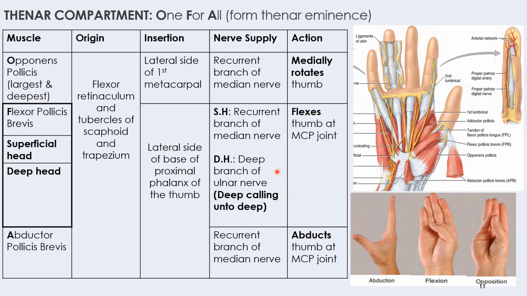Then its action is to flex the thumb at the metacarpophalangeal joints. So we see it here, like when we're forming the number 4 with our fingers. This is what our thumb does, flexes.